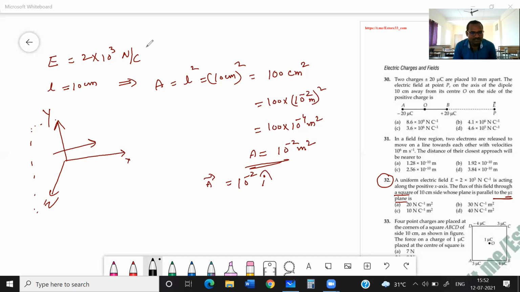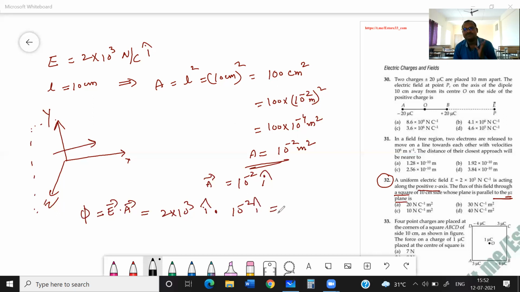And electric field also, they said it is acting towards the positive x-axis. So I cap I am taking. What will be the electric flux? Can be written as E bar dot A bar, dot product of these two. 2 into 10 to the power of 3 I cap dot 10 to the power of minus 2 I cap.